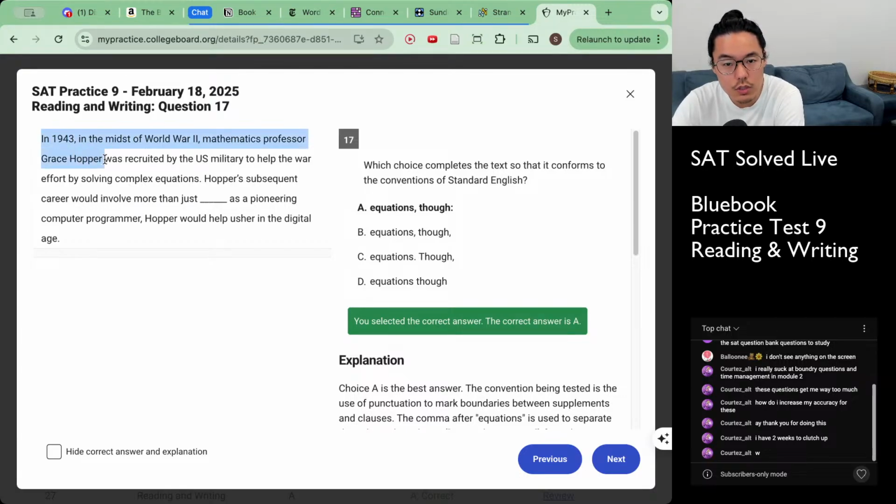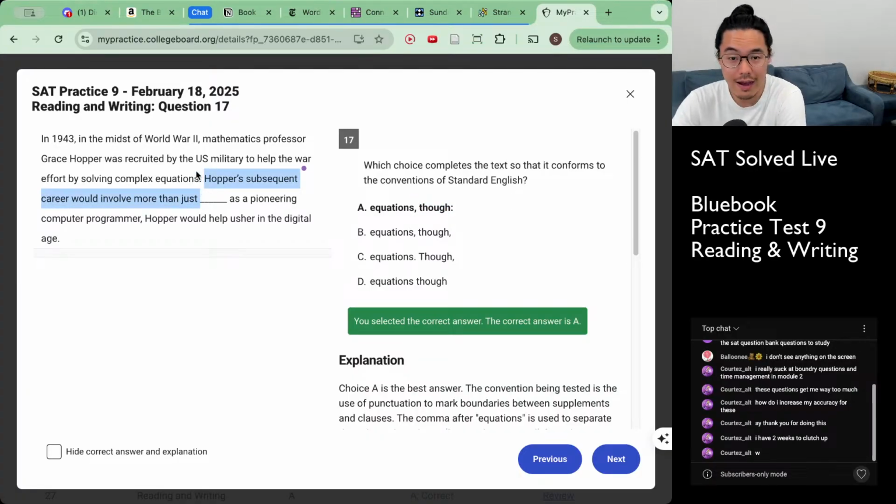She was recruited to help with equations. Her later career would involve more than just equations, however. Notice what I just did? I replaced the though with however, because in my head, the however is the actual transition. So if you put the however here, you can actually put the however at the beginning of the sentence. It doesn't change the meaning.